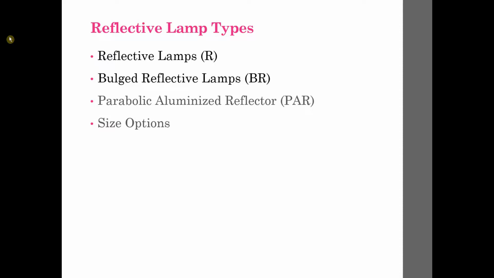Today I just want to take a moment and talk about how to purchase reflective lamps. Got a lot of questions on this issue, so let's just go through it. There are three types of reflective lamps. There's a reflective lamp, which is called an R bulb, a bulge reflective lamp, or a BR bulb, and a parabolic aluminized reflector, or as the acronym says, a PAR bulb.